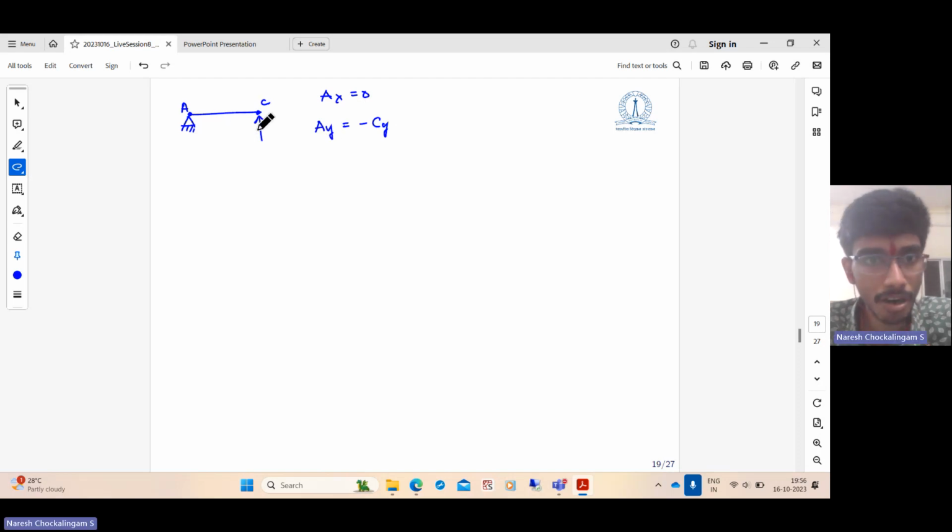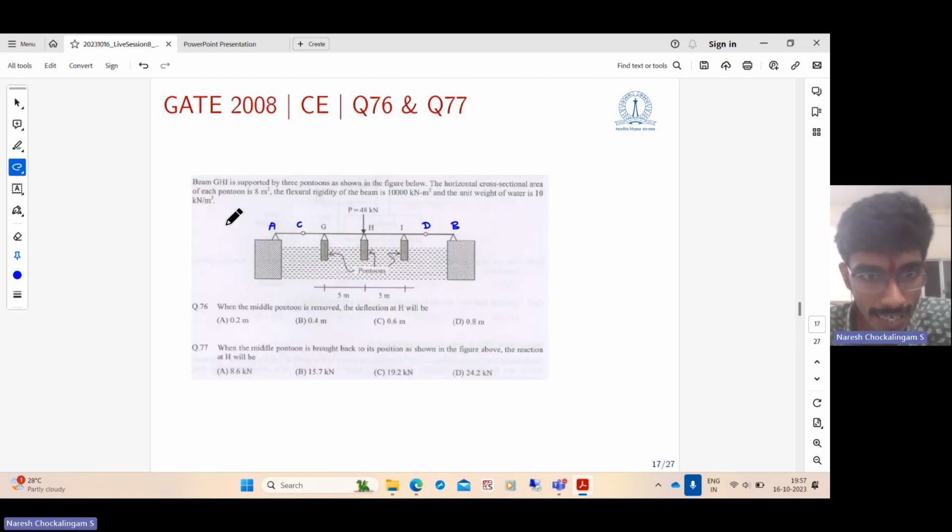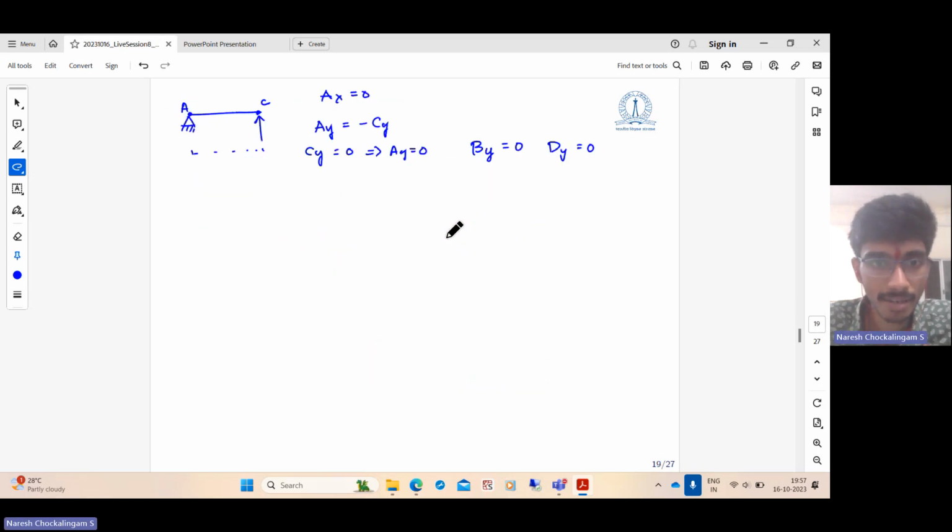But if you have two equal and opposite forces separated by some distance, then it will not be in equilibrium. And there is no moment allowed anywhere here. Therefore, if you take moments about the point A, we get CY is equal to 0, which also means AY is equal to 0. Similarly, we also have BY is equal to 0 and DY is equal to 0. So these two connections in this beam serve no purpose. So they can be directly deleted when we analyze the structure. So effectively, the useful part of the structure is only so much.